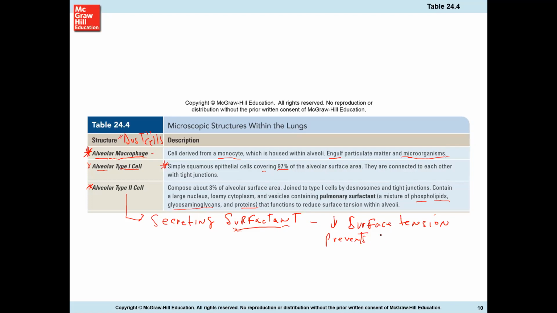collapse. And the word for collapse is atelectasis. That's collapse of a lung. So you need the surfactant, right? The surfactant, again, it's polar and nonpolar. Therefore, it's amphipathic. Amphipathic is like a detergent.